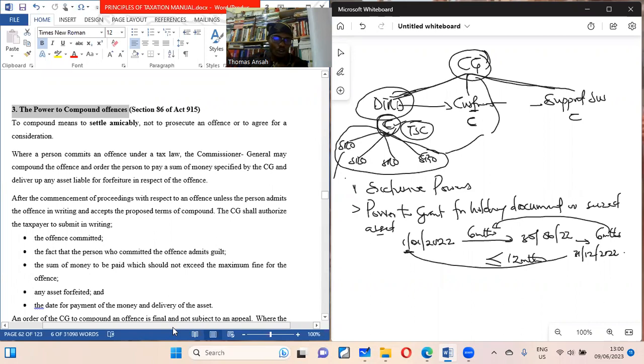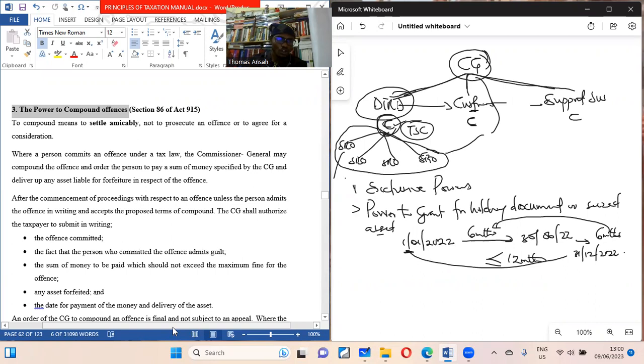But the law empowers the Commissioner General to actually settle things with you amicably, as opposed to prosecuting you at the court. But he does that for a consideration. He doesn't do that for free. He does that for a consideration.